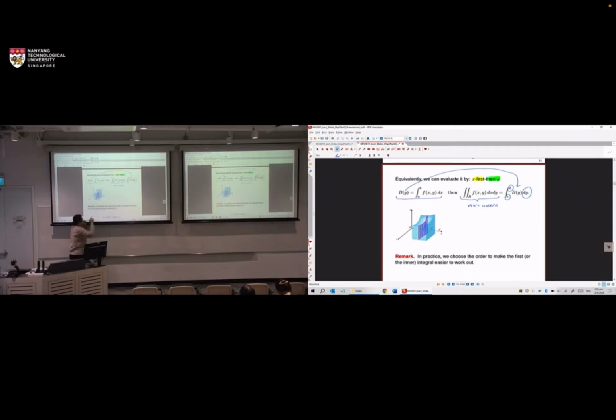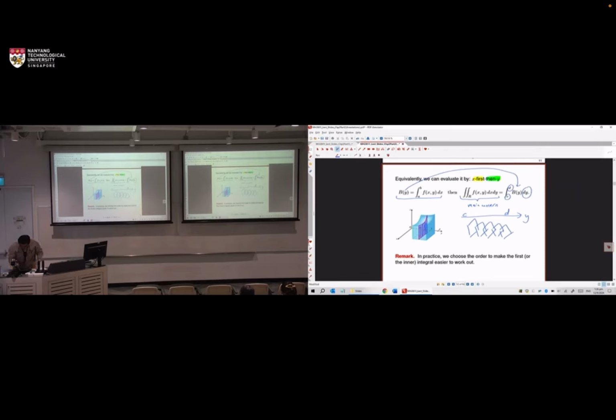Many of these purple pieces, I draw like that, in this direction, because now it's in this direction. And then from c to d, you form all the slices up. You get the volume.